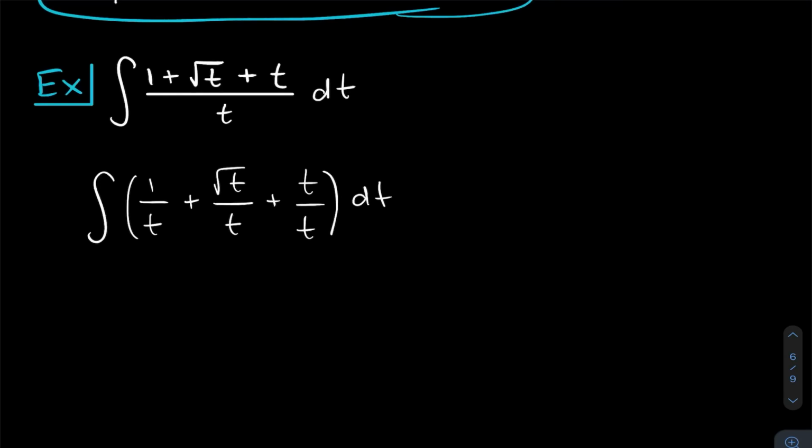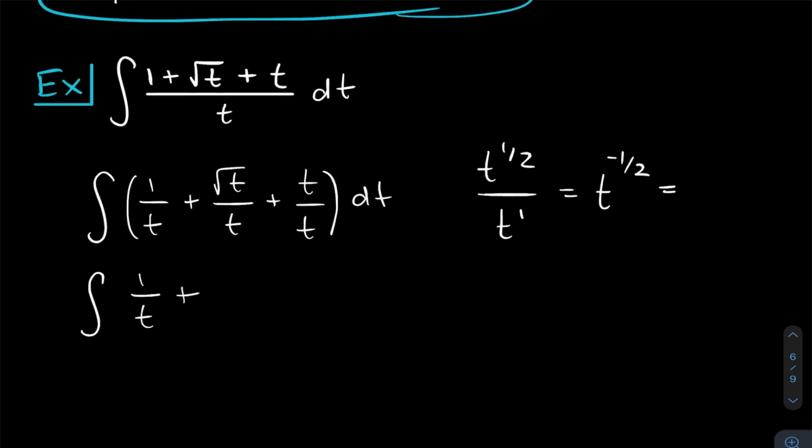And so when we do that, we get the integral of 1 over t plus, well, what's rad t over t? Well, rad t is t to the 1/2, and t is just t to the first power. And so if we subtract those two powers, we're going to get t to the negative 1/2, which is 1 over rad t.